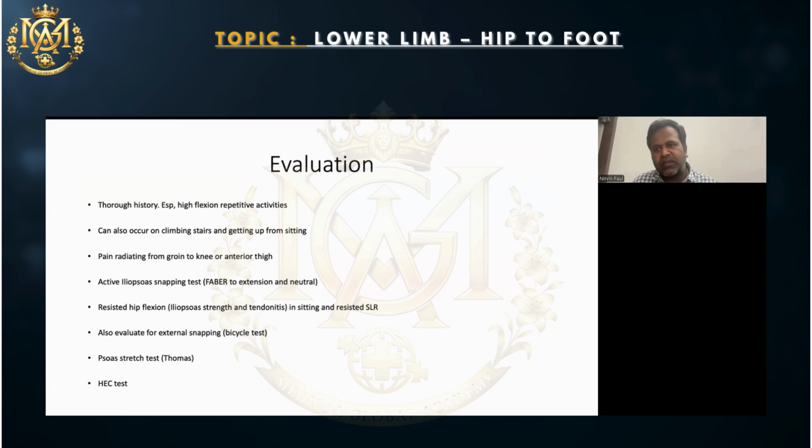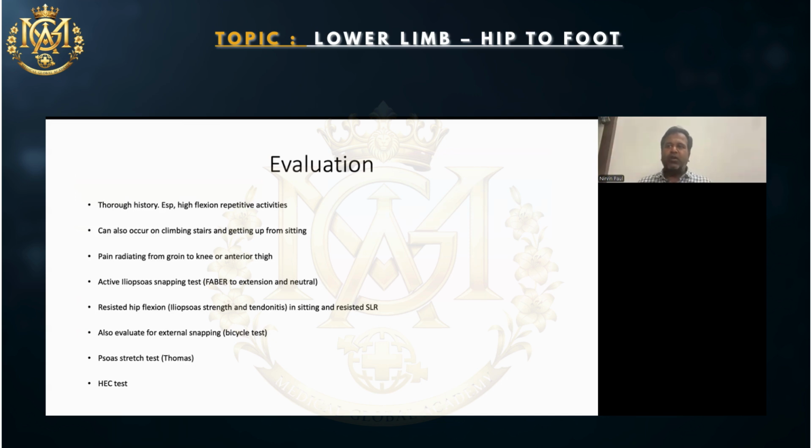One is you take a thorough history. So you're going to ask the patient about repetitive activities, especially in high flexion. Say, for example, a patient who is sitting down and doing competitive bicycling, or a patient who does a lot of running where he's getting up from a squat and running, or a football game, or a ballet dancer. So they have these kinds of repetitive activities.